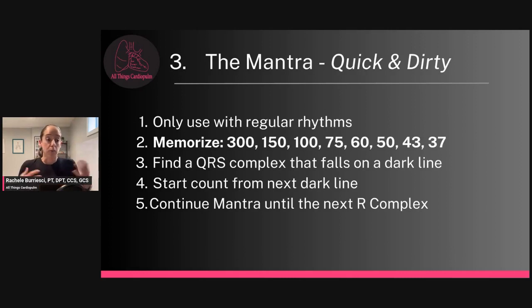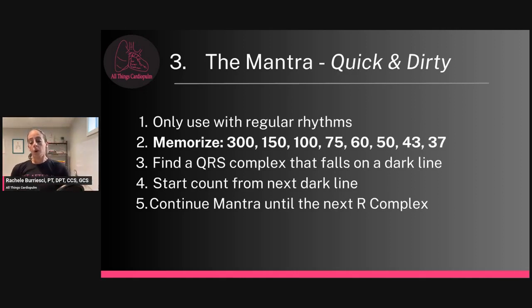Now, in the real world, the quick and dirty is probably the best method. So this is the mantra method. And the problem with the mantra is that you have to memorize the mantra. If you don't memorize the mantra, you can throw this one right out the window. But if you memorize the mantra, it's super effective for regular rhythms only. So what you're going to do is memorize 300, 150, 100, 75, 60, 50, 43, 37. So you get a big range there. You can go from tacky to Brady, which is pretty awesome.